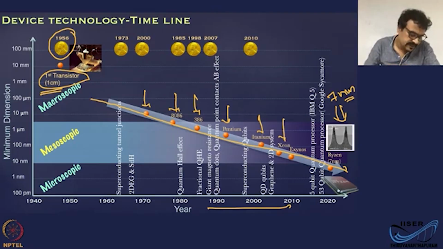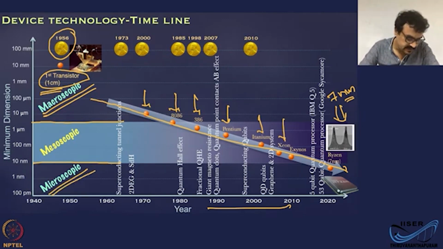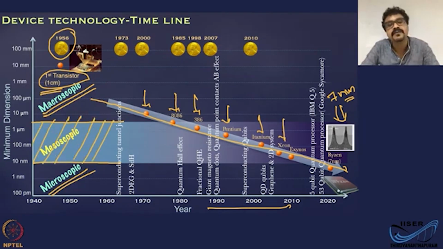And I have roughly divided this into 3 regions according to the size. I have something called the macroscopic regime, where the size is a few micrometer or larger. And I have something called microscopic, where the size is a few nanometer or smaller. And there is something in the middle that we call mesoscopic. Mesoscopic actually means neither macroscopic nor microscopic. It is somewhere in the middle.